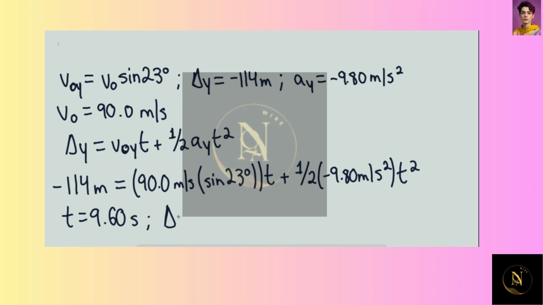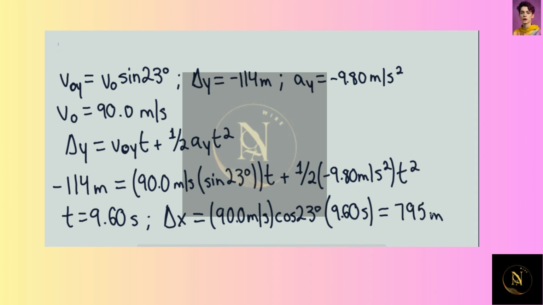So essentially, to find the delta x, denoting the distance from the final x position of the suitcase to the x position of the dog, we can then say that this is going to be equal to the initial velocity 90.0 meters per second times cosine of 23 degrees, and then multiplied by 9.60 seconds. This would equal essentially 795 meters. So the suitcase is going to land 795 meters away from the dog.